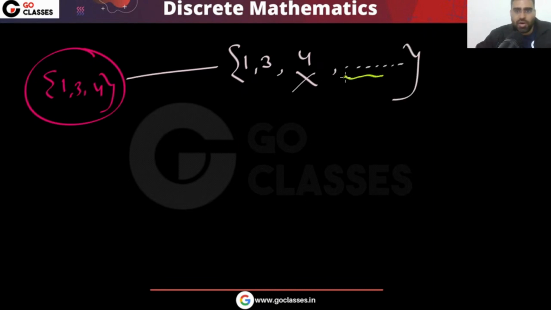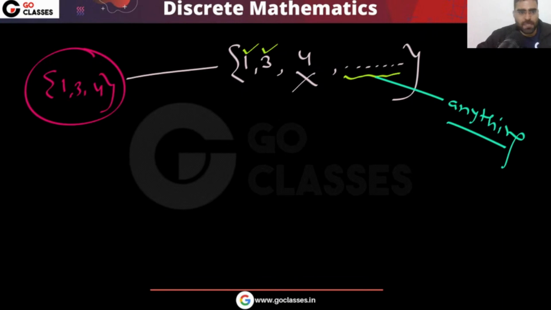See, you are taking 1, you are taking 3. You cannot take 4. If you take 4, then they will not have exactly 2 common elements. They will have 3 common elements, but we want exactly 2 common elements. So from the remaining elements you can take anything, any superset.